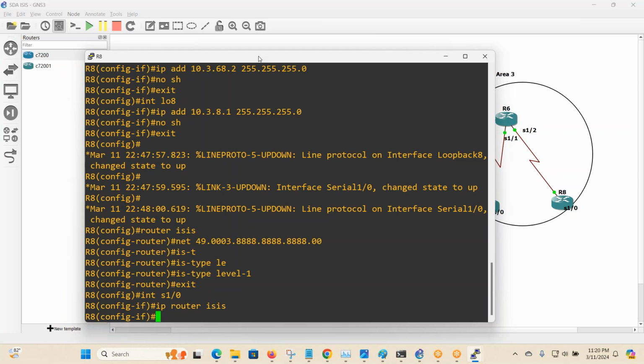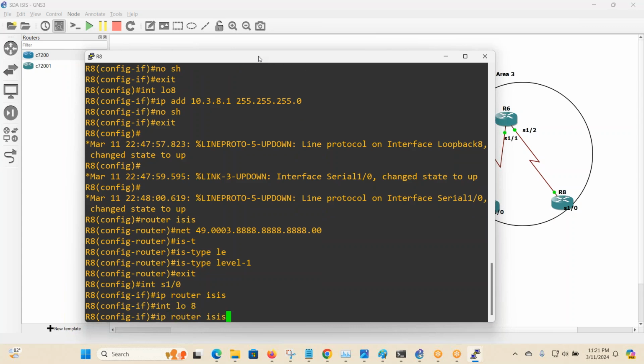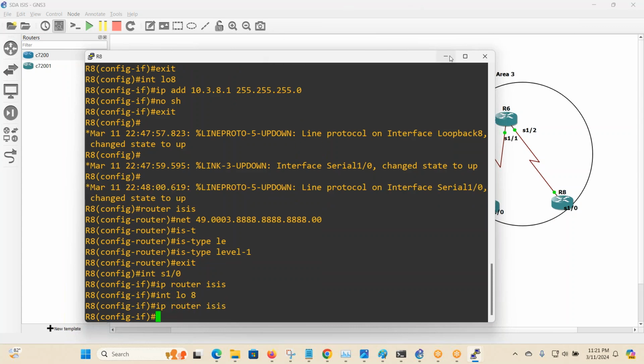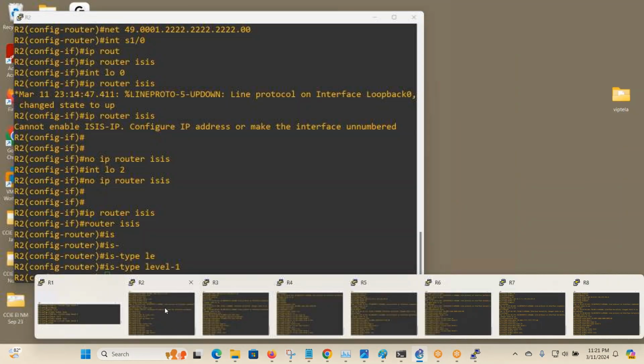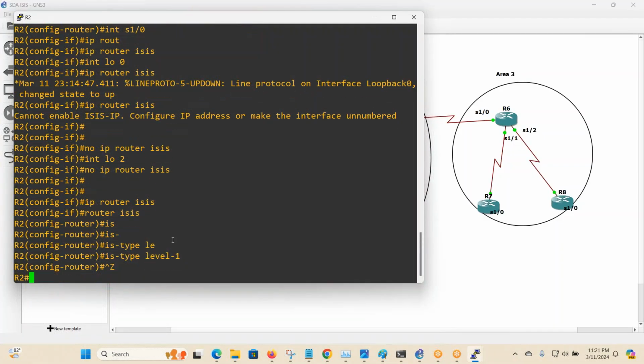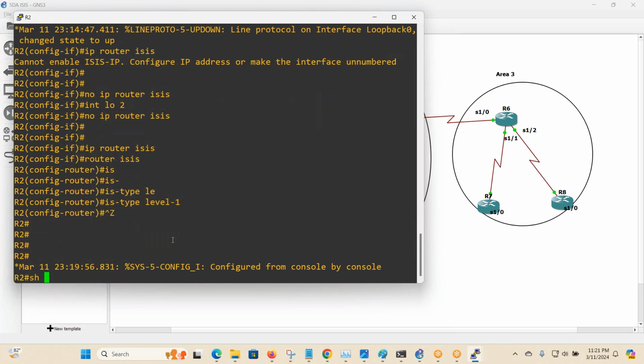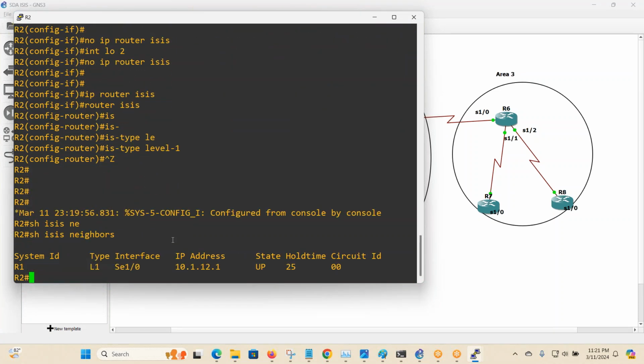After this, we have to use some verification commands, and tomorrow we'll start LISP. So we have to go to interface loopback 8. We already set the IS type. We don't need to set the circuit type. So IP router ISIS. So we have configured it. Now I will show you two routers, R2 and R1. There are some tables. So we can use show ISIS neighbor.